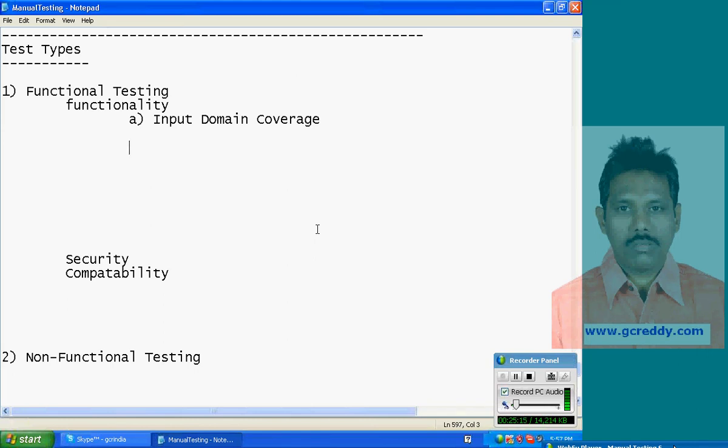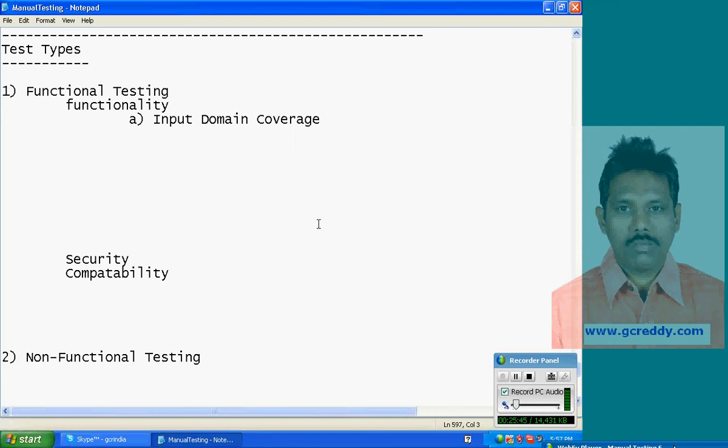Lalita, tell me what is input domain coverage? Rejecting. Mm. Okay. See. Next one.